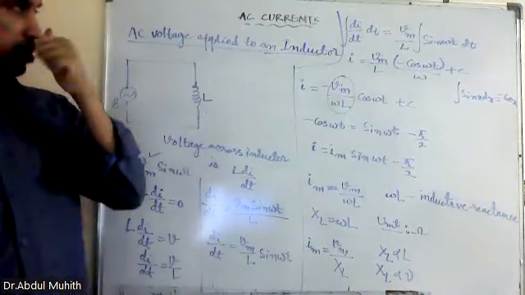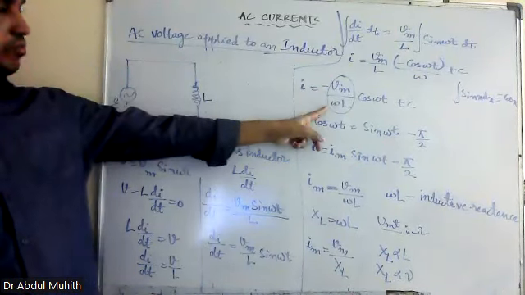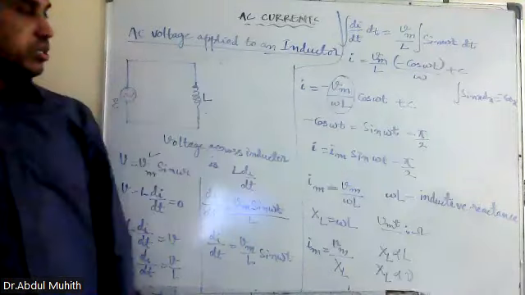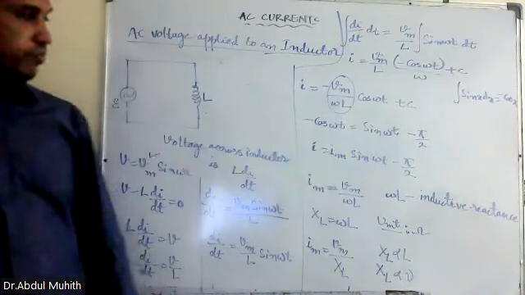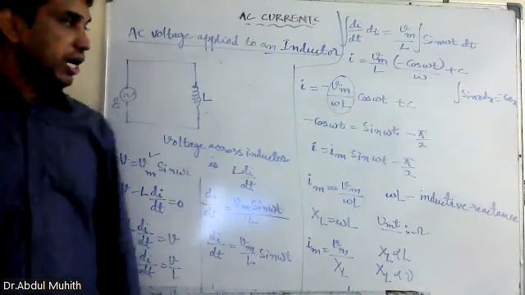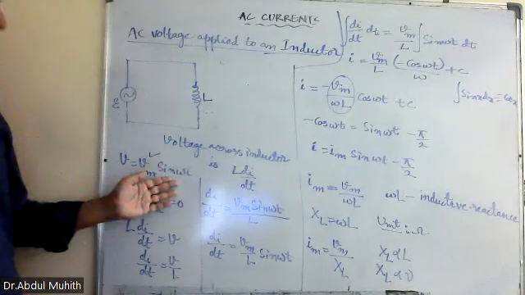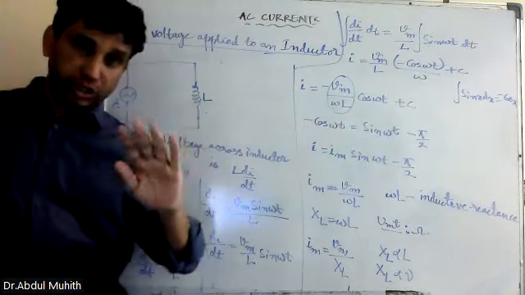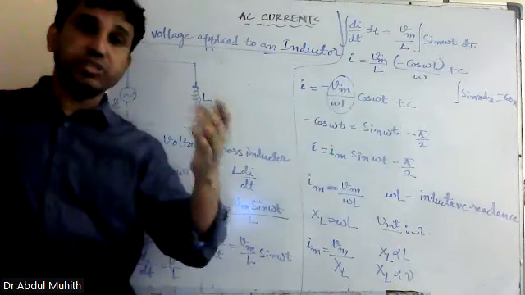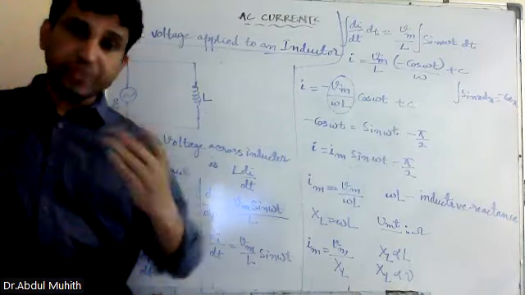So I is equal to minus Vm by omega L into cos omega t plus c. Now, minus cos omega t is equal to sin of omega t minus pi by 2. Because I started with sine, I want to end with sine again, because comparison can only take place if they are in the same function. You cannot compare a sine function with a cos function.